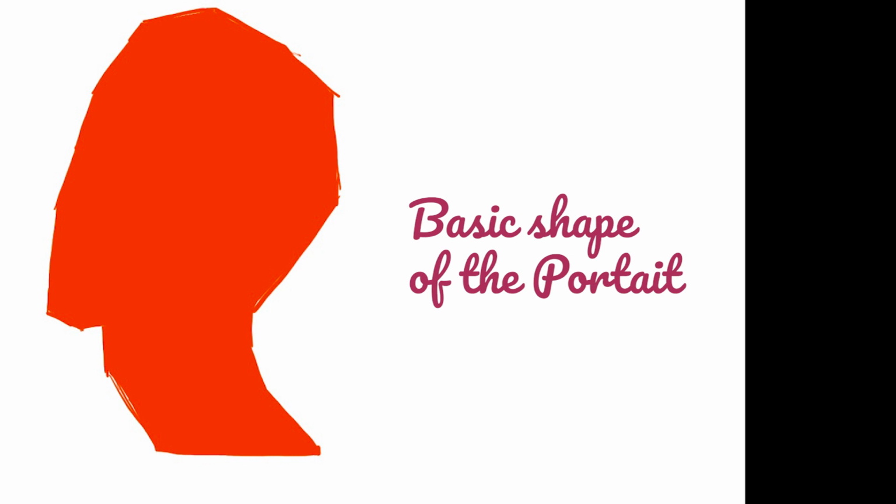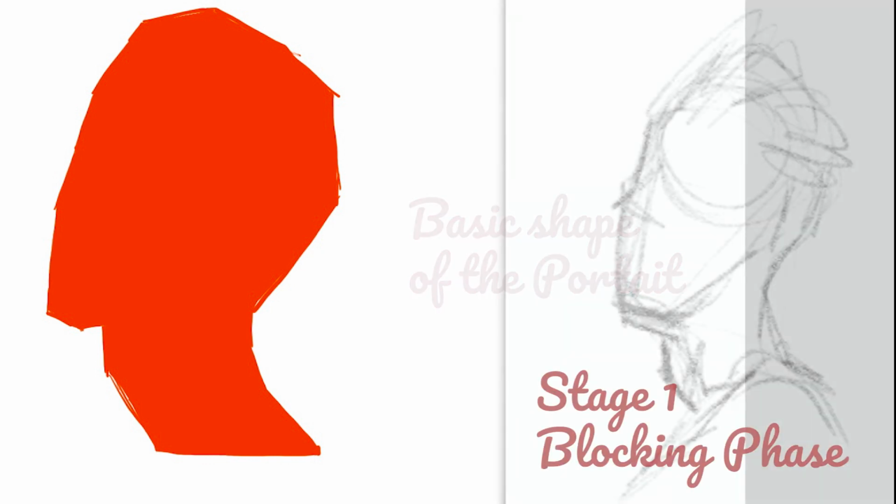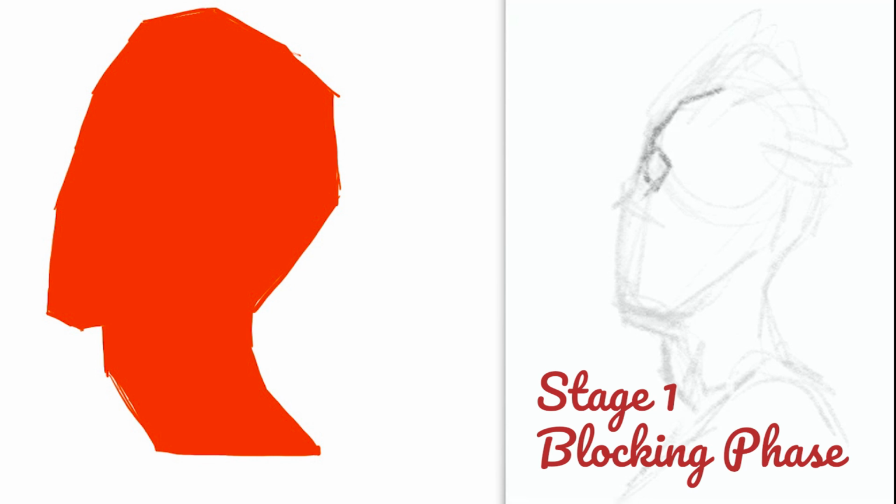Stage 1 involves the blocking process. Our goal here is to establish the basic shapes accurately. Begin with a light gesture, and as you progress, refine this shape. Utilize straight lines to ensure precision.